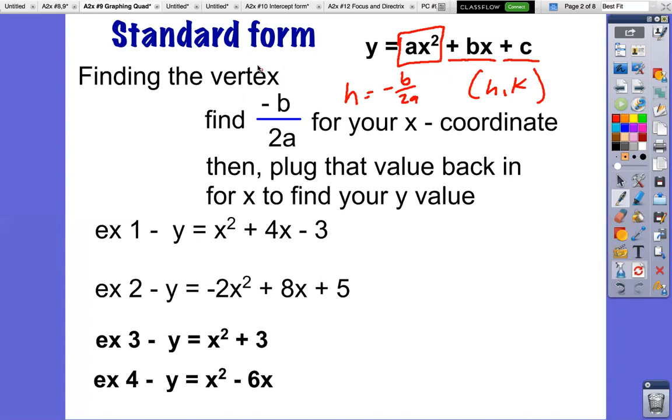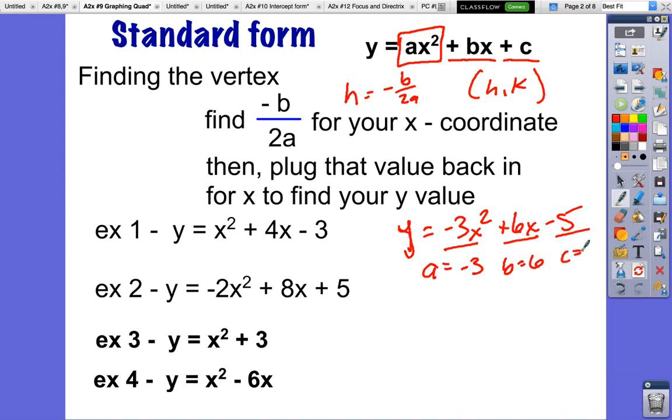A is always, always, always your coefficient for x squared. So for instance, if I had an equation like y equals negative 3x squared plus 6x minus 5, your a value here is negative 3. Your b value is positive 6. And your c value is negative 5.